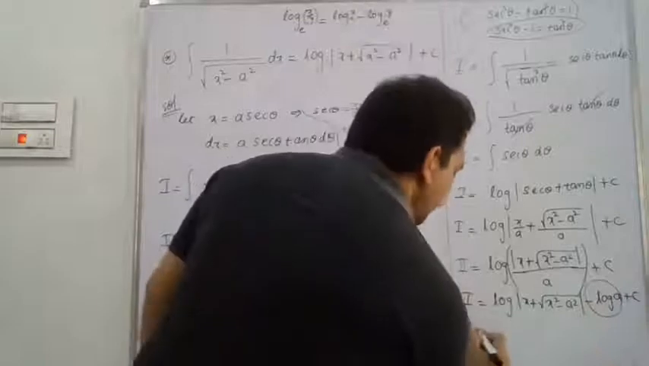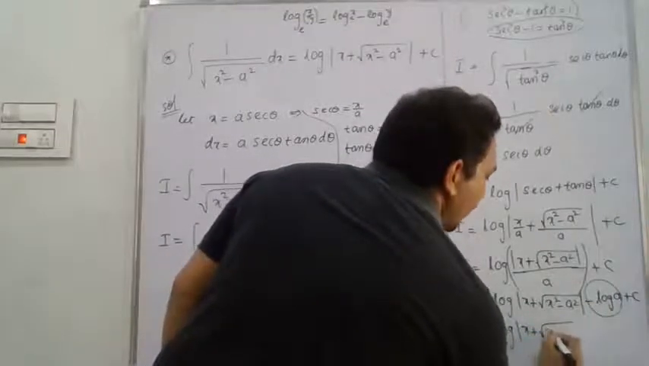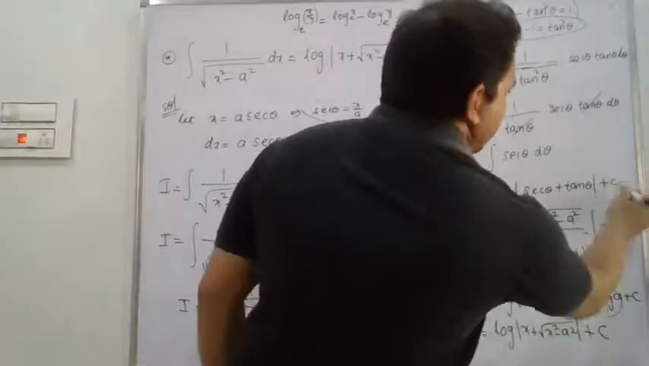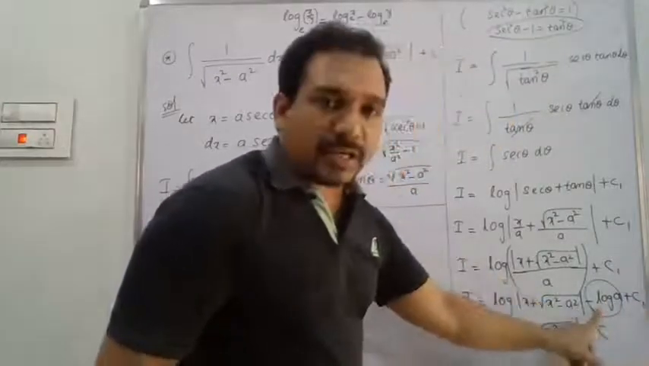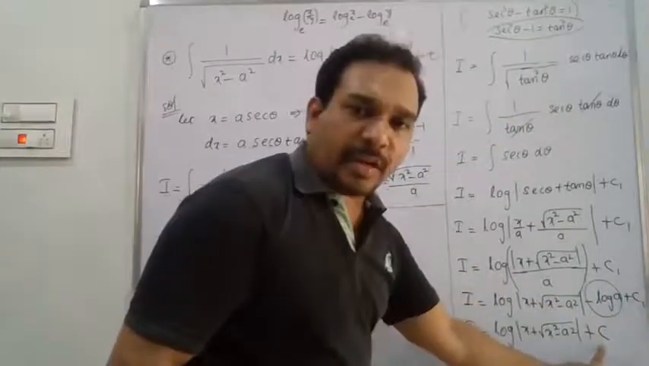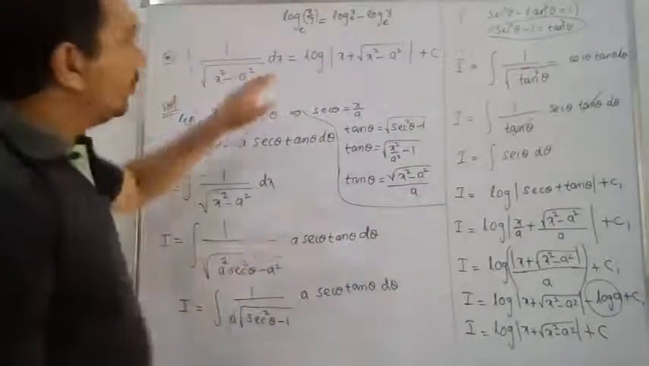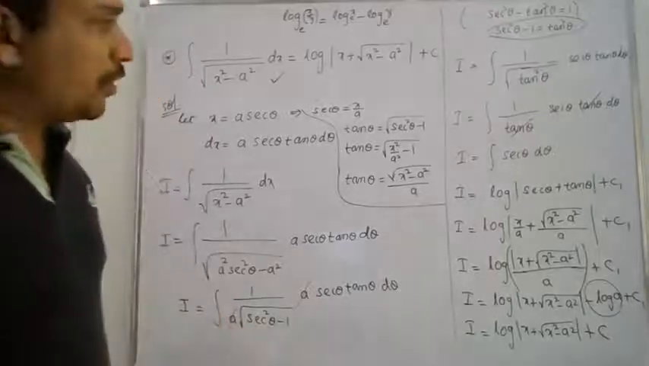So that's why I is equal to log of mod x plus square root of x square minus a square plus a constant. So instead of writing c here, I write c1. So c1 constant minus log a constant. Constant minus constant is also a constant. That's why I wrote a single constant here. So that's what we need to prove. Clear to all? Next, we go for one more formula.